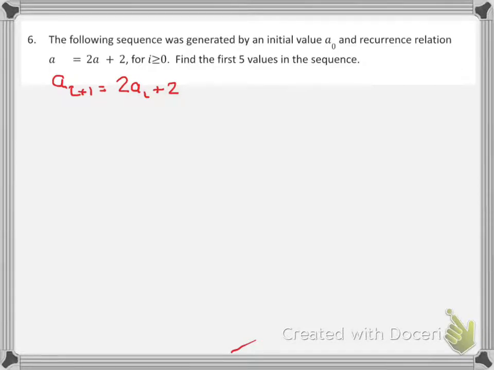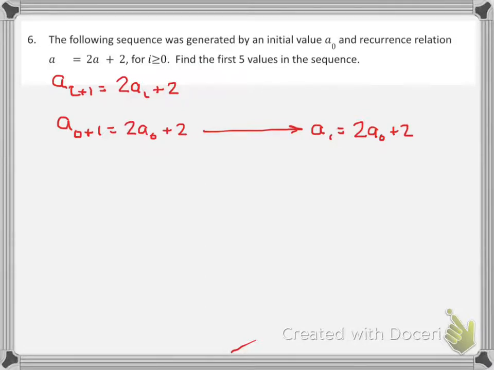So to get our first result, we're going to go a sub 0 plus 1 is 2 times a sub 0 plus 2. And if I further simplify, a sub 0 plus 1 would be a sub 1, which means my result after round 1 is 2 times a sub 0 plus 2. Okay, so there's our first round.